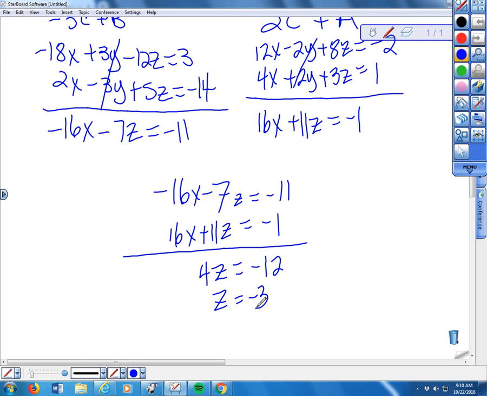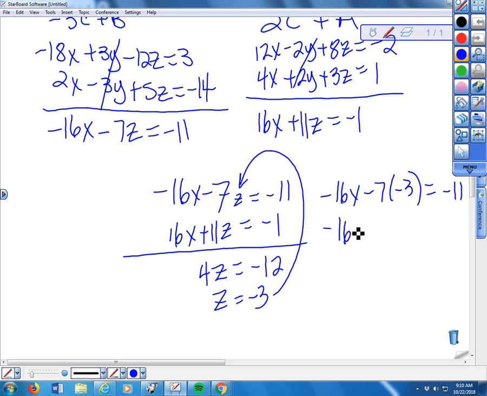Now I can go back into either one of these equations and plug it in. So negative 16x minus 7 times negative 3 equals negative 11. Negative 16x plus 21 equals negative 11. Subtract 21. Negative 16x equals negative 32. So x equals 2.